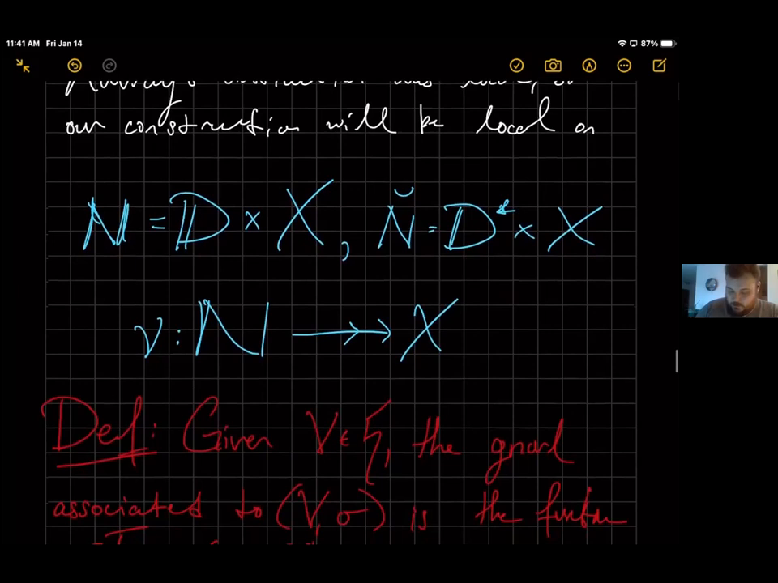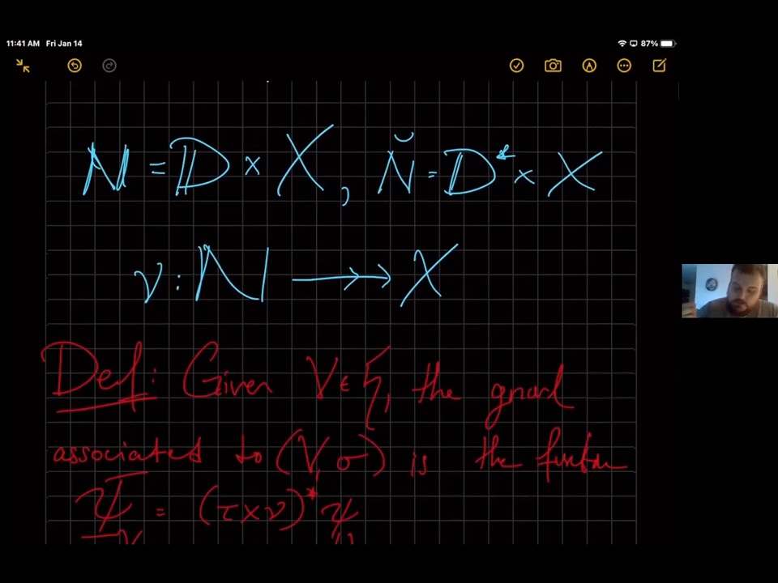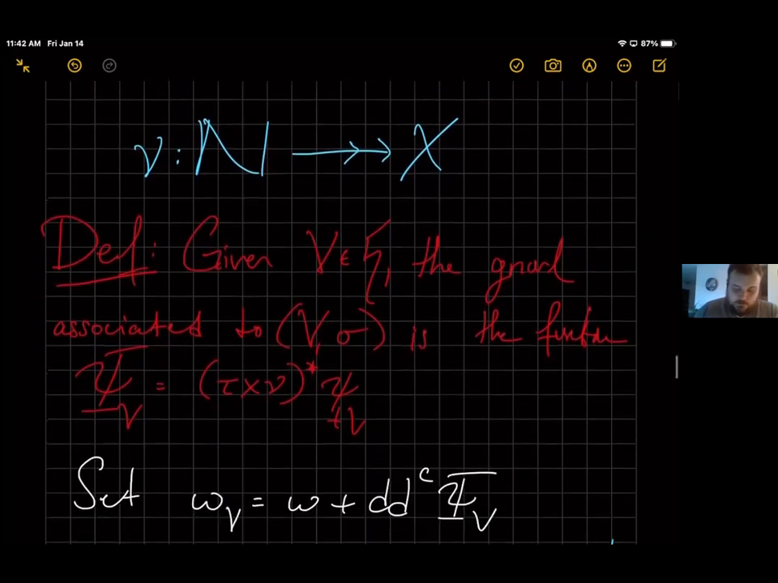So my local model will be the disk bundle, where I'm just taking the trivial product of the disk with X. I used N for the neighborhood, and then I used N breve to sort of scoop out the zero section, and that's going to be the punctured disk cross X. So that's sort of a local model for what's happening near X. And this has a projection map nu from our neighborhood to X.